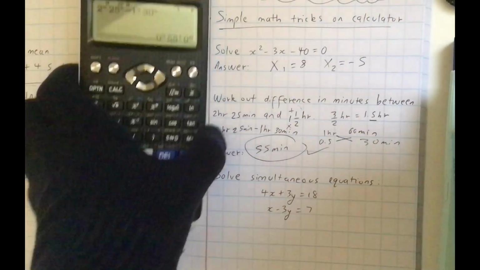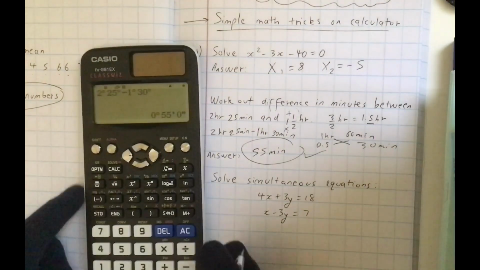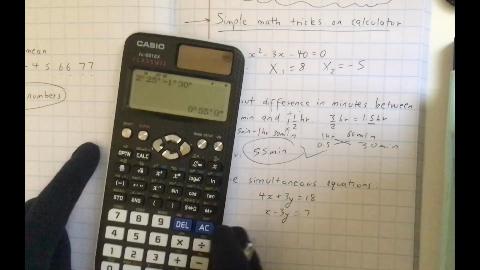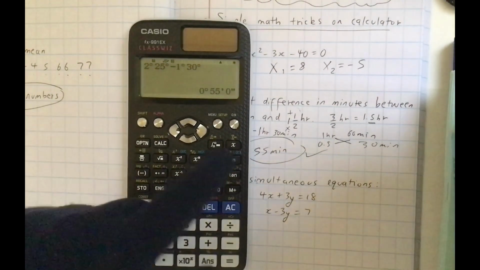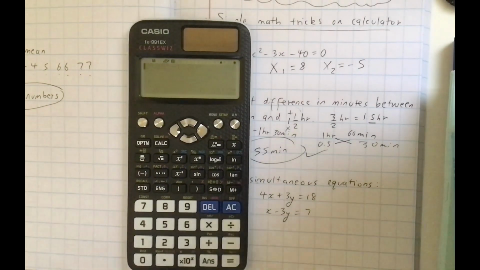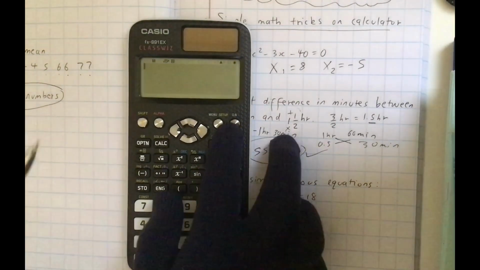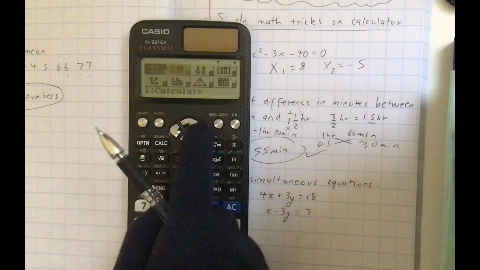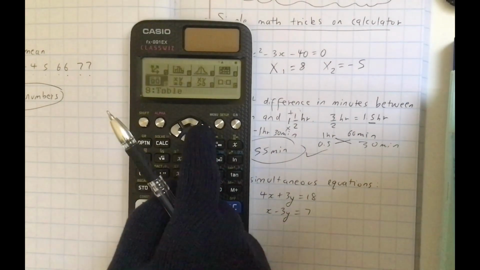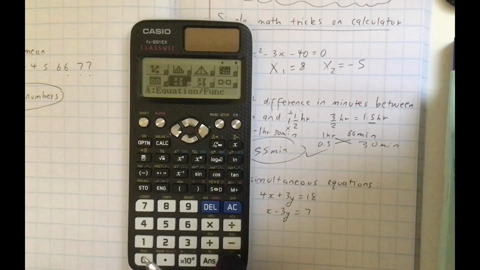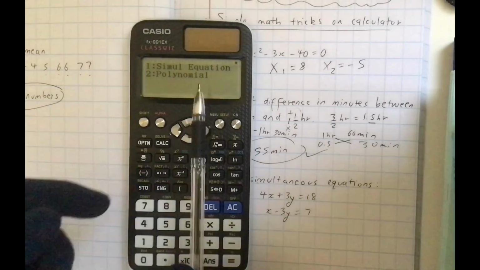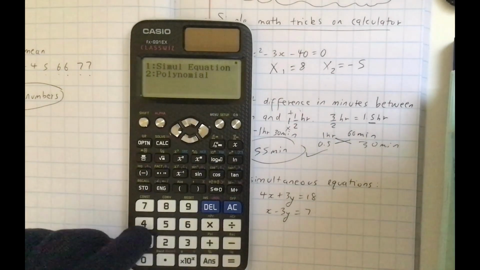Next one is solving simultaneous equations. Now, how do you solve simultaneous equations? Same process, just delete all of this. Now, you're going to click menu setup again. Now you're just going to go to the same place where you've got the equations. Hit the equal sign again. You have to choose simultaneous equation, hit the button 1.